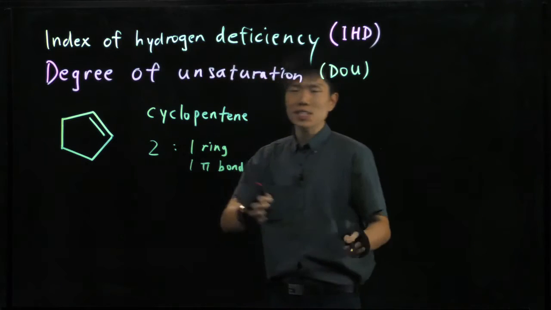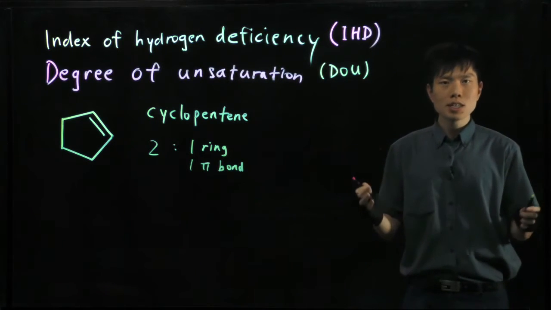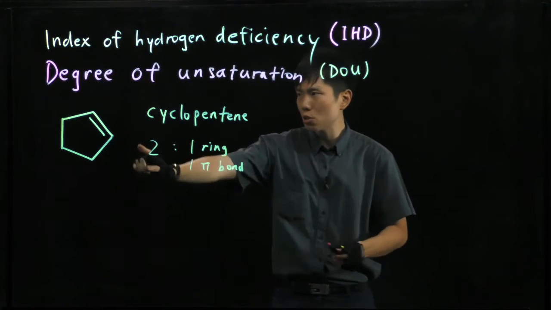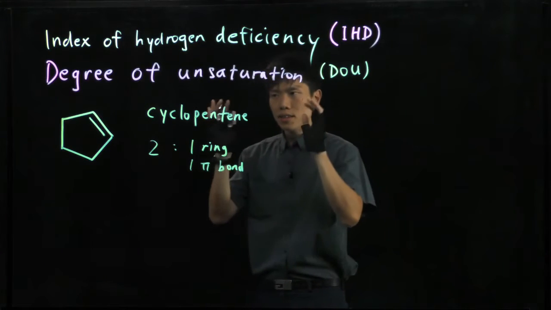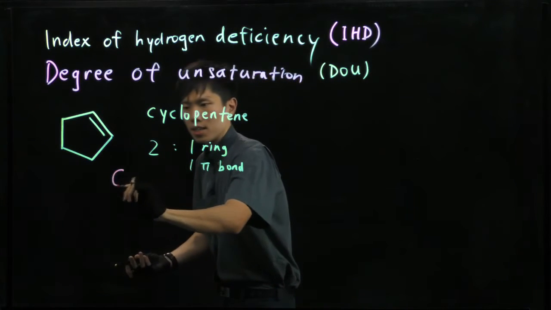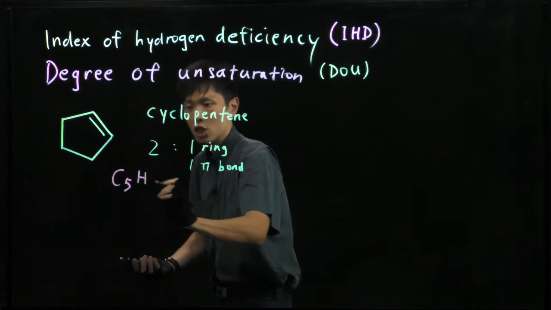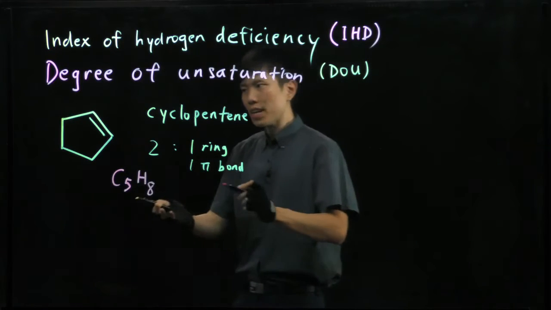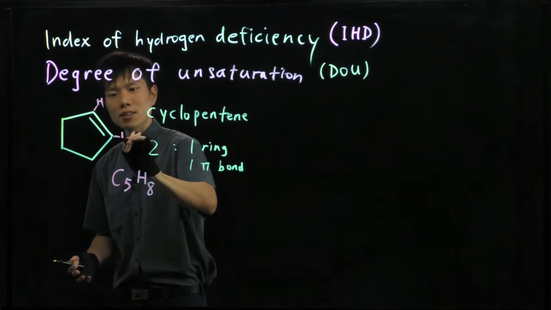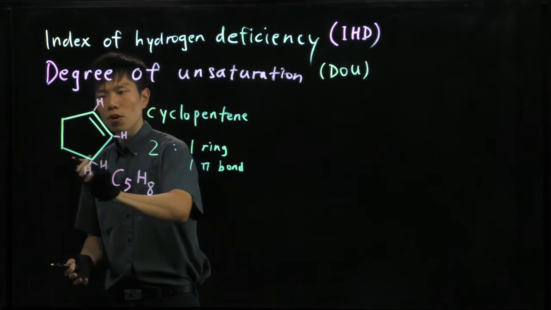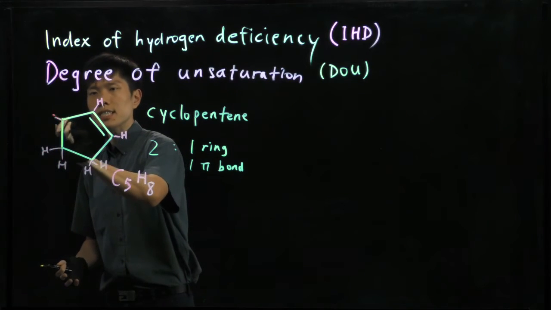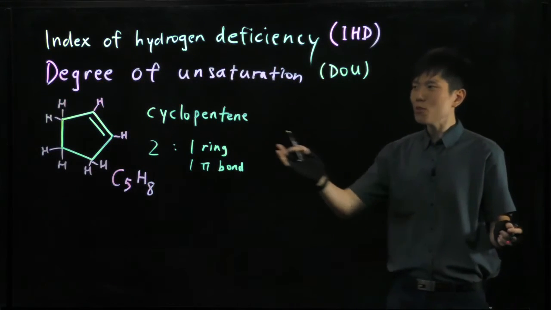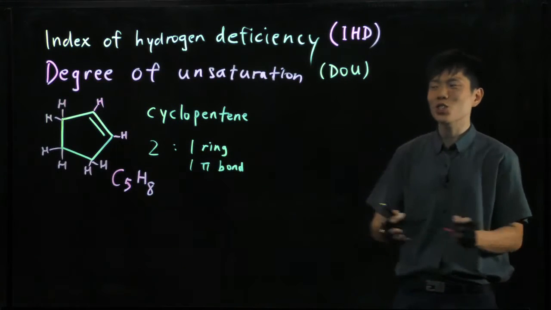Remember a pi bond? It is the second covalent bond between any 2 atoms. The first bond is a sigma bond and the second bond here is a pi bond. So 1 plus 1 you get 2, so 2 degrees. And with that we can determine the formula very quickly. C5H8. To verify it, 1, 2, 3, 4, 5, 6, 7, 8. Indeed, it is C5H8.